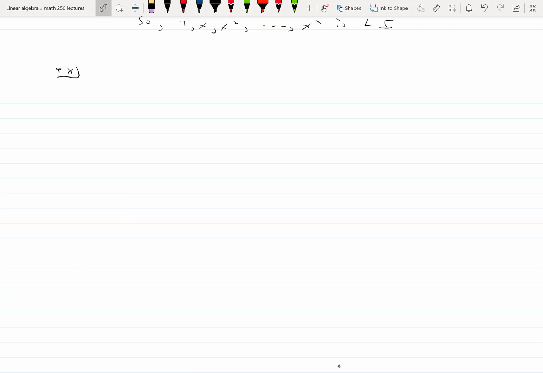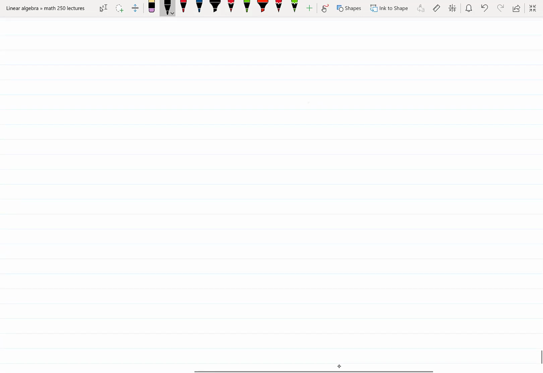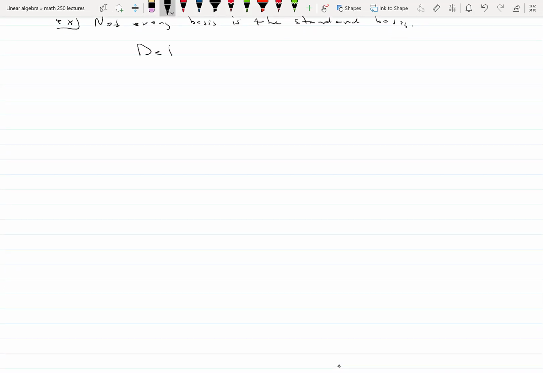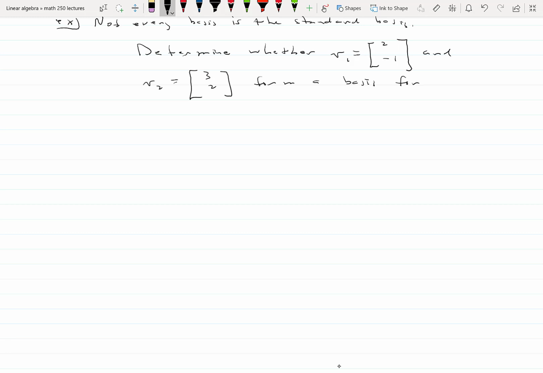Not every basis is the standard basis. Okay, so here's our example. Determine whether the set v1 equals (2, negative 1) and v2 equals (3, 2) forms a basis for R2.